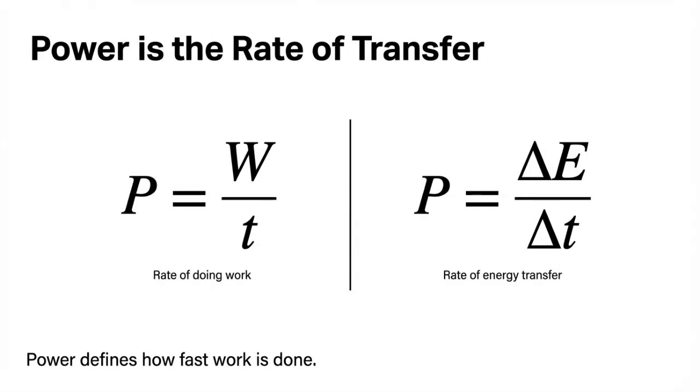Power tells us how quickly work is done or how fast energy is transferred. We can express this with a simple formula. Power equals work divided by time. In other words, it's the amount of work done over a certain period. Alternatively, power can also be described as the change in energy divided by the time it takes for that change to happen. Both formulas show that power measures the rate at which energy moves or work occurs. This helps us understand not just the amount of energy being used or work being performed, but how fast it happens.